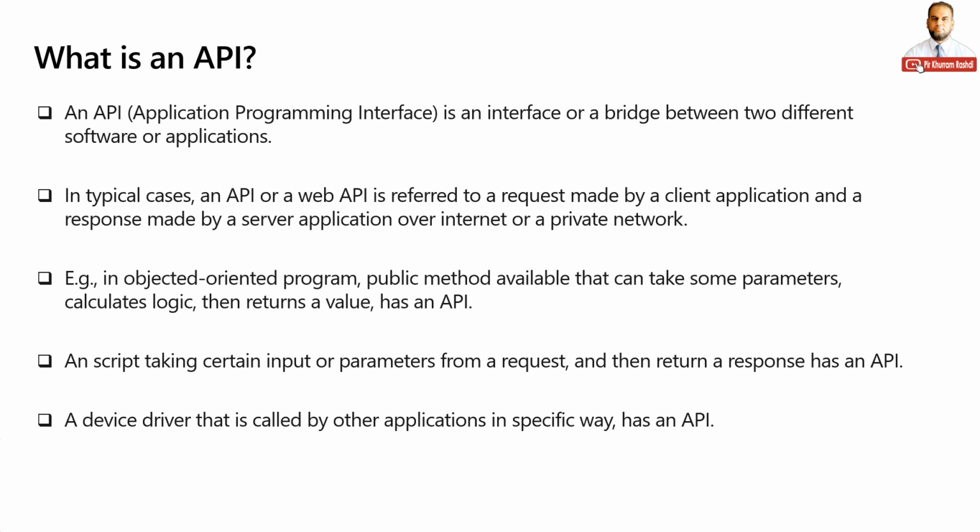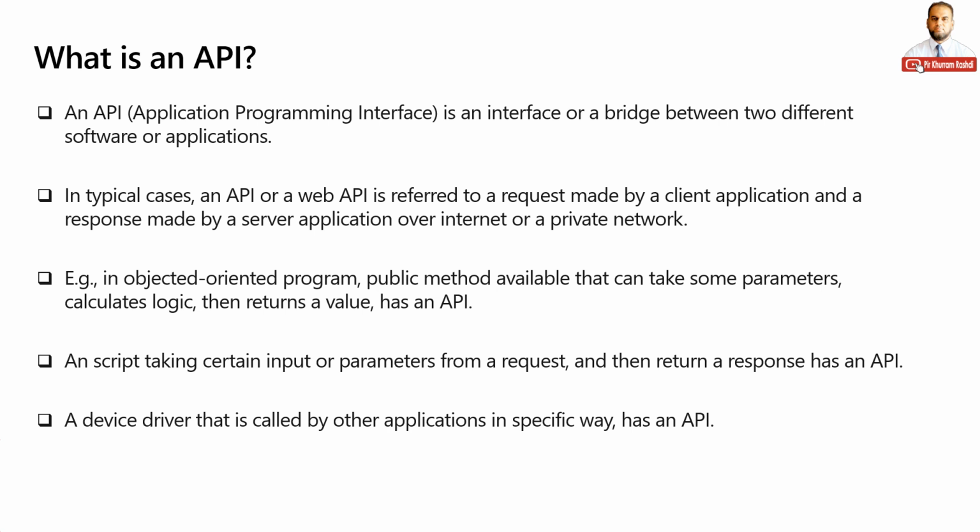Similarly, a script that takes certain input or parameters from a request and then returns a response is an API. A script can be, for example, an endpoint or a URL, uniform resource locator, or simply called a link on a browser once you type it. That will definitely run a PHP script or an ASP.NET script or any script on a web platform, and it will respond based upon that API request.